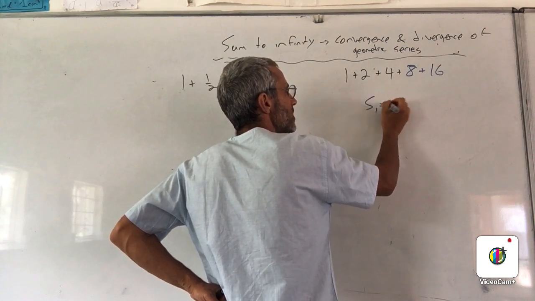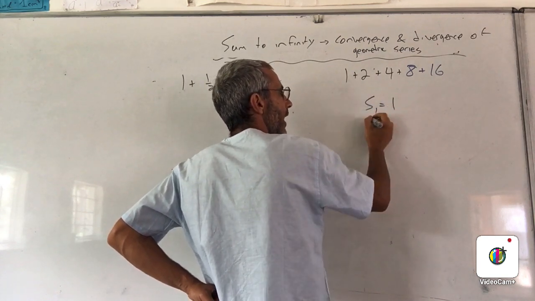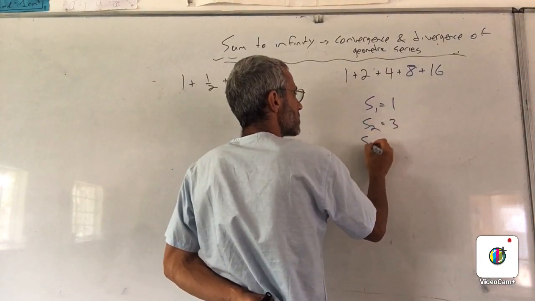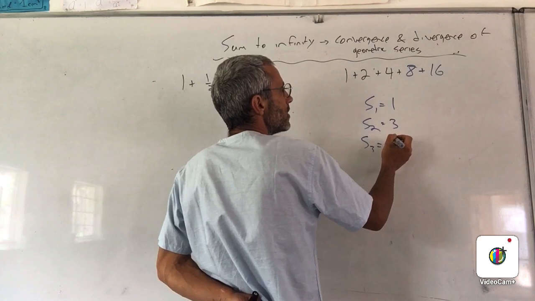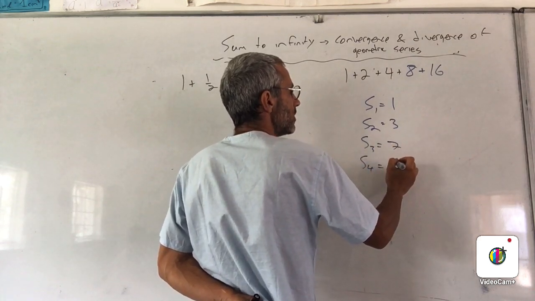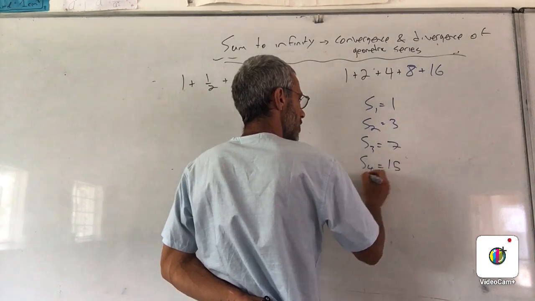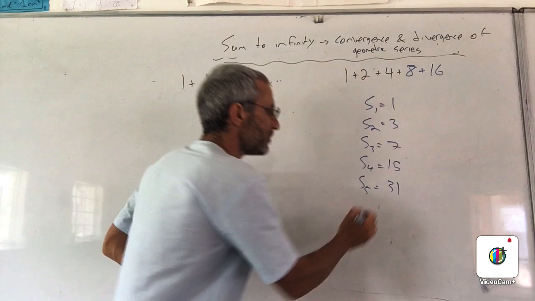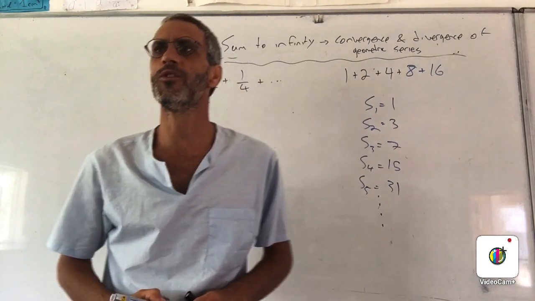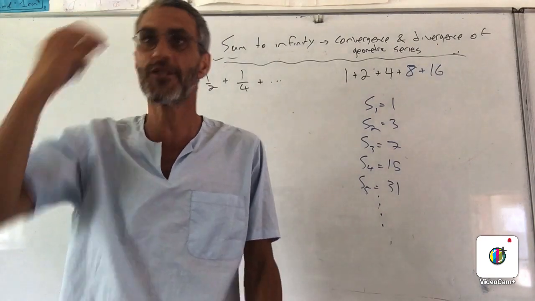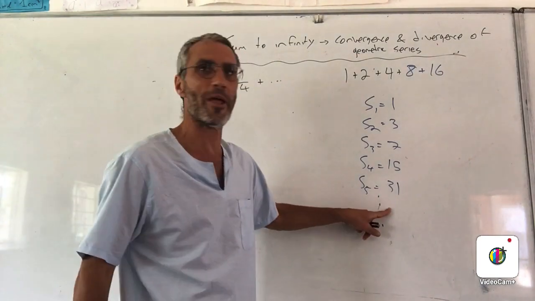Okay, now let's find out the first S terms. So S1 is equal to 1. S2, that means the sum of the first two, is 3. S3 is 7. S4 is 15. Let's do one last one. S5 is 31. What happens to the sum as we get the series bigger and bigger and bigger? It increases. And in fact it increases bigger and bigger and bigger.